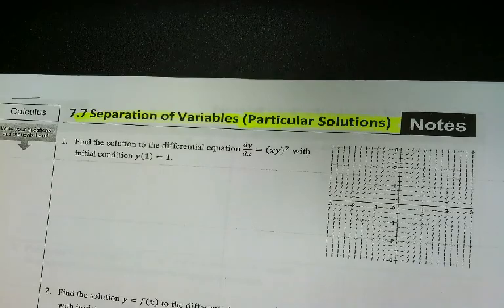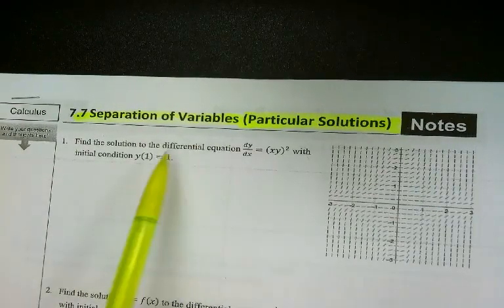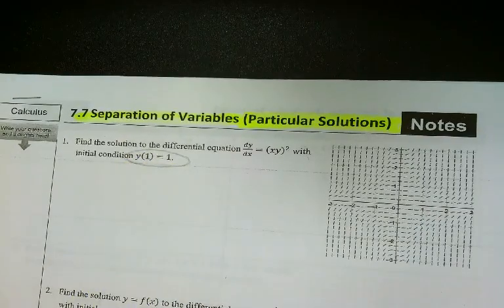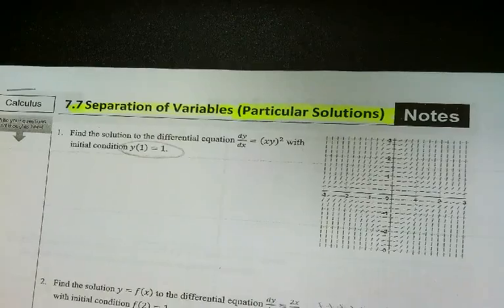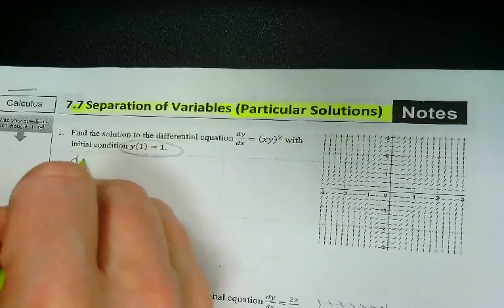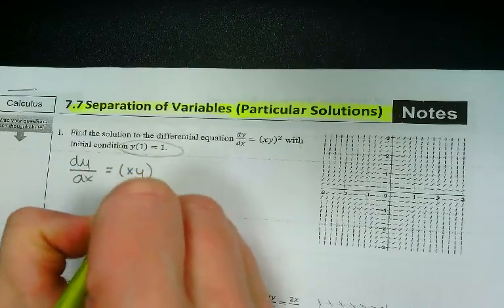Particular solution. Okay? So all that particular solution means is we want the slope field at one specific moment in time. They're going to give us an initial condition. So we're going to do the exact same thing we did when finding the general solution. I'm going to rewrite this function down: dy/dx equals xy squared.